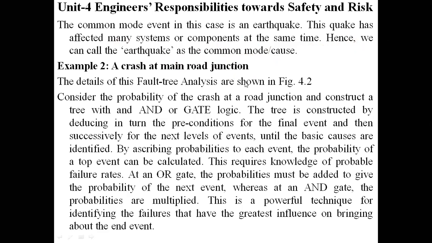Next, the second example, example 2, is a crash at a main road junction. If a crash happens at a main road junction, what are the different things you may come across, you can see. That is example 2. The details of the fault tree analysis are shown in the figure. Consider the probability of the crash at a road junction and construct a tree with AND or OR gate logic. The tree is constructed by deducing in turn the preconditions for the final event and then successively for the next levels of events until the basic causes are identified.